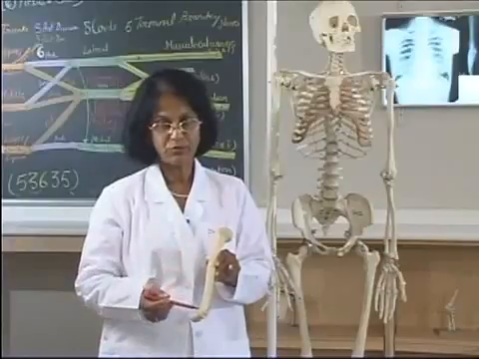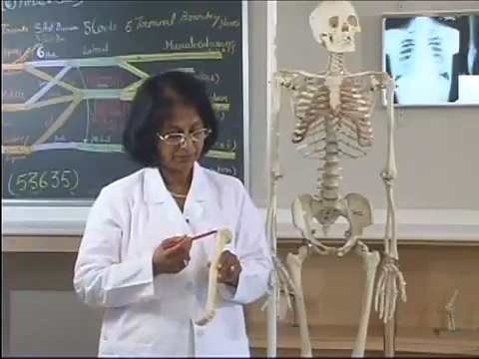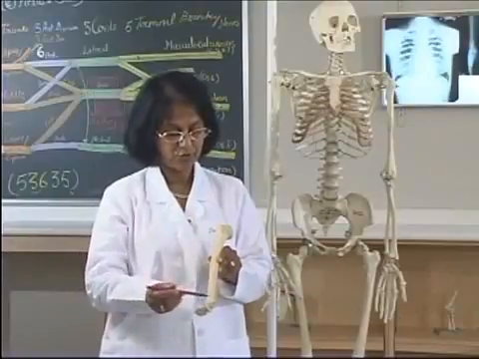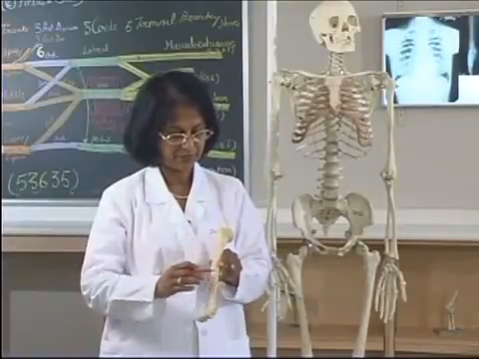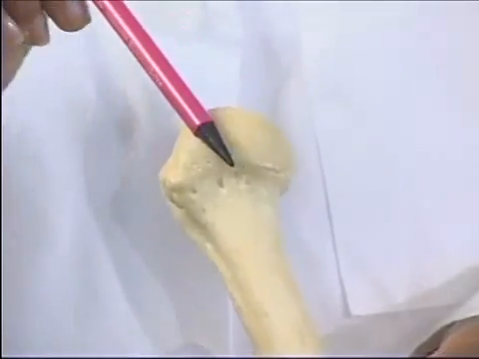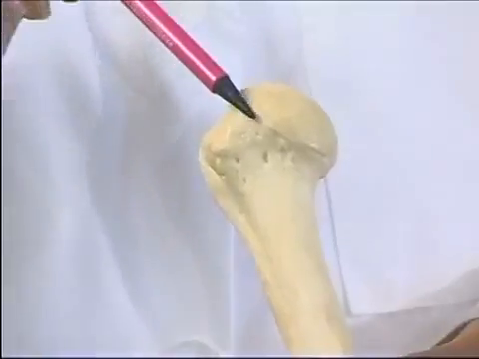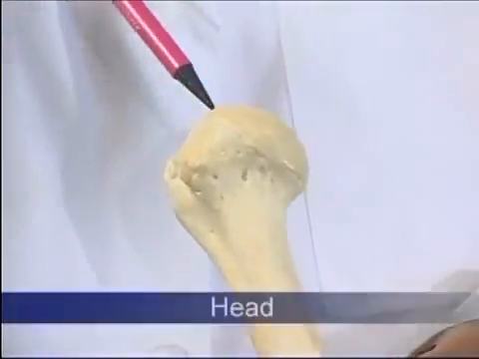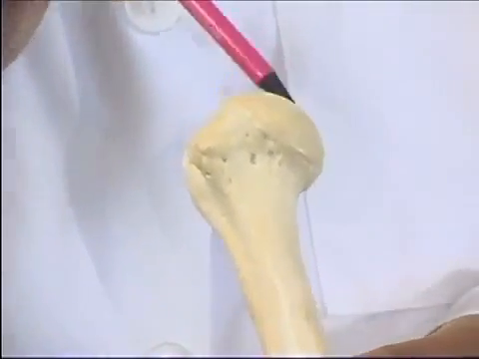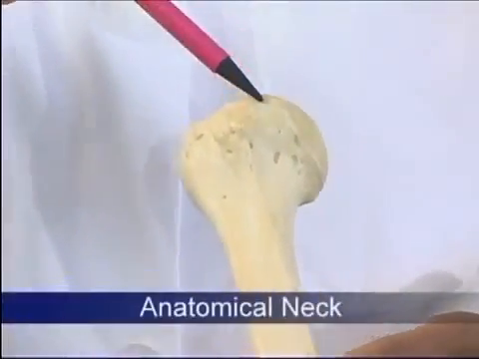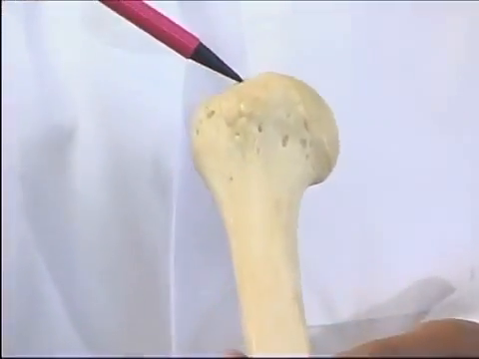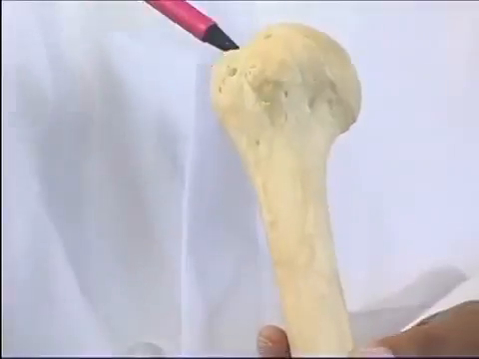Humerus is the longest bone of the upper limb. It has an upper end, a lower end, and a shaft. The round area here, 1/3 of a sphere, is the head of the humerus. This constricted area around that head is the anatomical neck of the humerus. The anatomical neck gives attachment to the capsule of the joint.